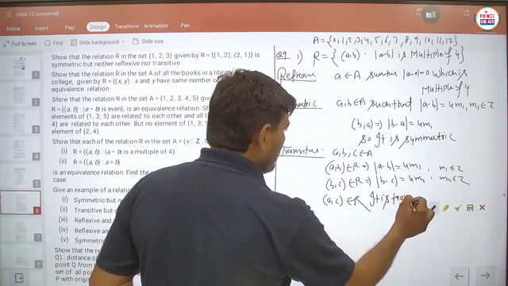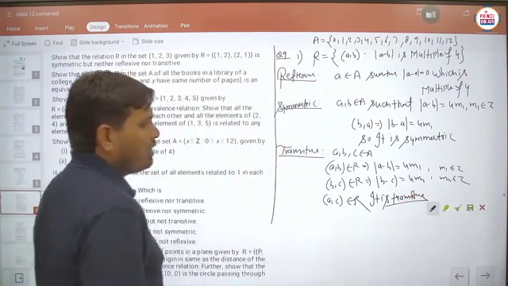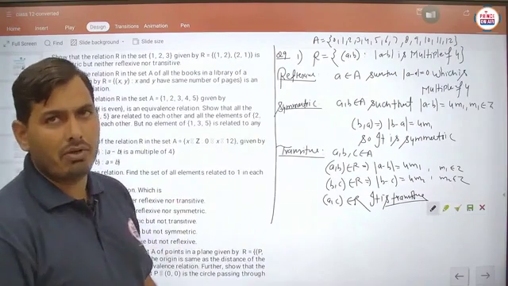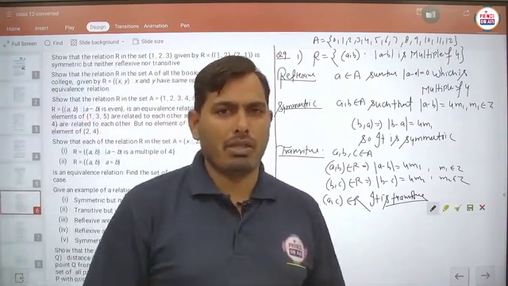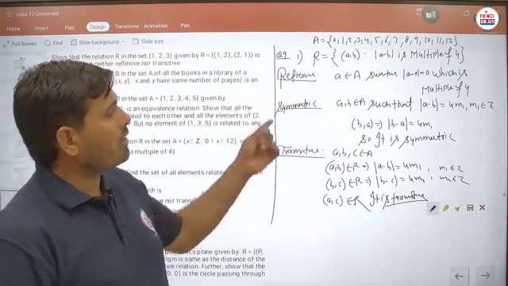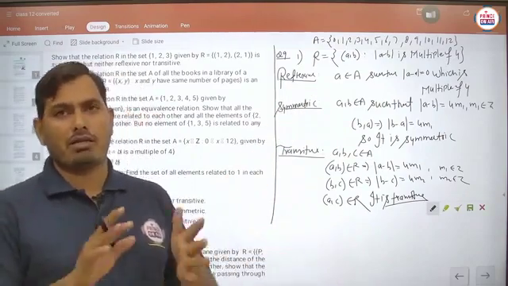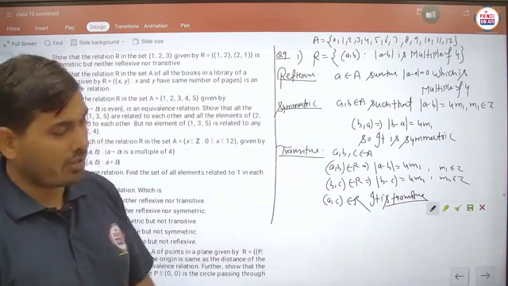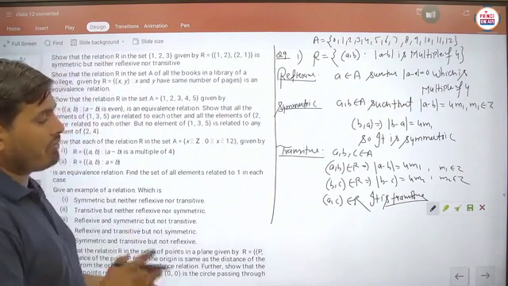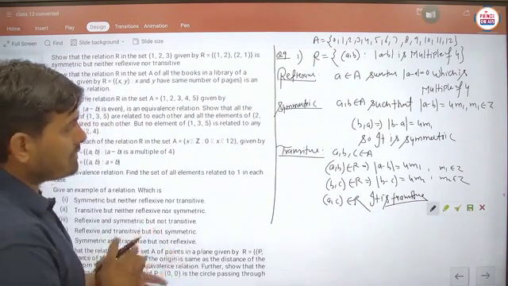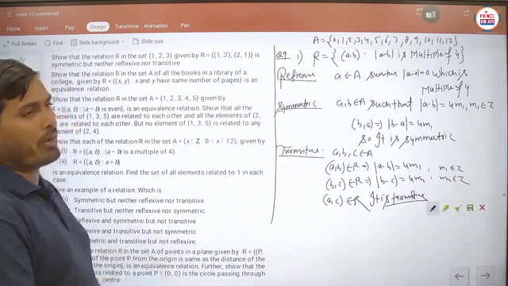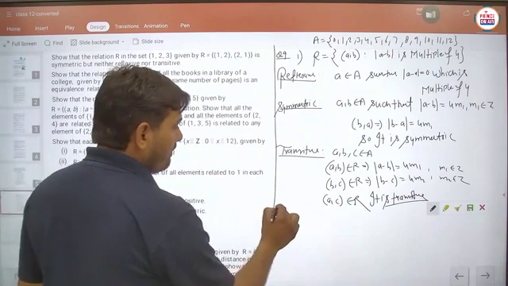The same question we discussed previously has to be repeated. This relation is reflexive, symmetric and transitive, which means this particular relation is said to be an equivalence relation. Now, students, since this is an equivalence relation, we can say how the equivalence class of 1 is to be obtained. So we have to write the equivalence class of 1.